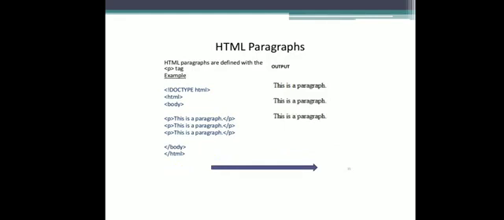Next, HTML paragraphs. As we know, if you write text continuously, it should look like paragraphs. Paragraphs can be done by using a tag called P. Here we can see a simple example using paragraphs, that is the P tag. We have used 3 paragraphs in this example. So the output is shown here.